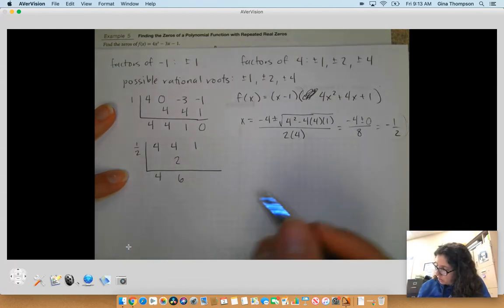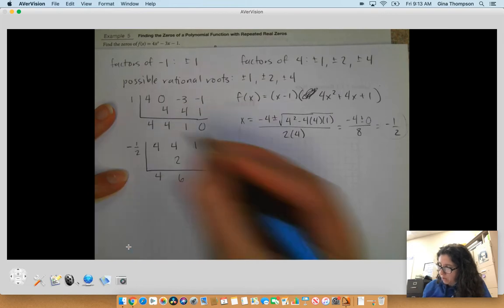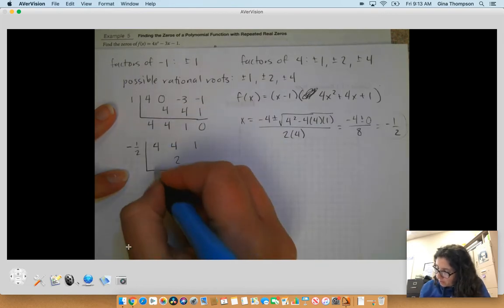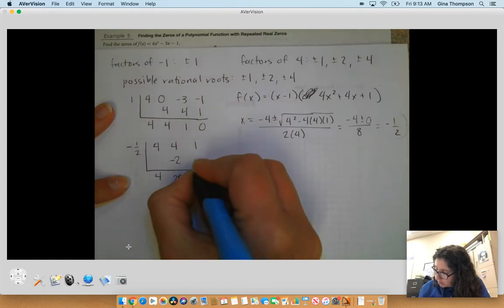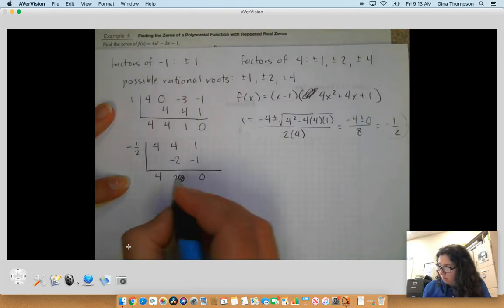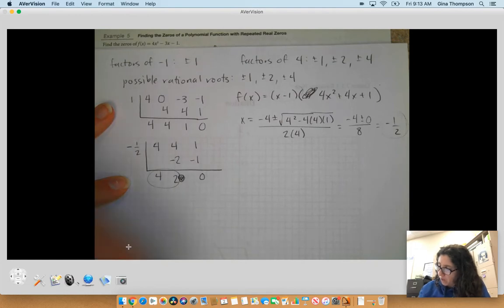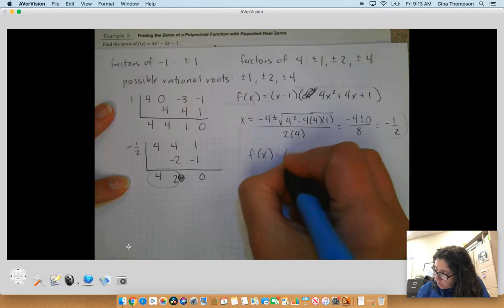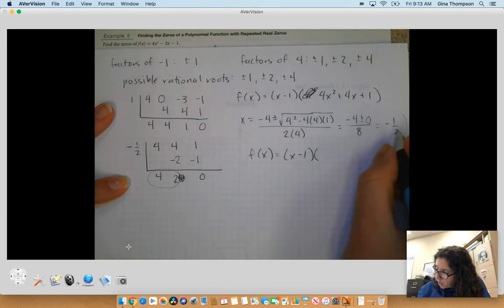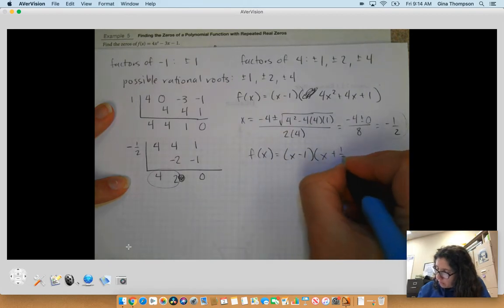Oh, wait. You know what? This is minus 1/2, so this is supposed to be minus 1/2. So bring that down, I'm going to get minus 2, and then here I get 2, negative 1, 0. So what's going on here? We know that one of our roots is negative 1. We know our other one is negative 1/2.